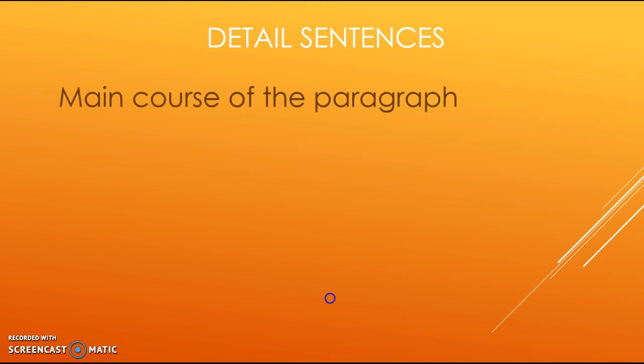So, detail sentences are the main course of the paragraph. So you had your topic sentences before. They are considered the appetizer, the thing like your mozzarella sticks. Those are something my daughter and I like to eat when we go out. But then we get the main course, which might be your steak and your potatoes, a vegetable, a salad, that kind of thing. So your detail sentences are your main course of your paragraph. You would consider them the meat and potatoes of the paragraph.